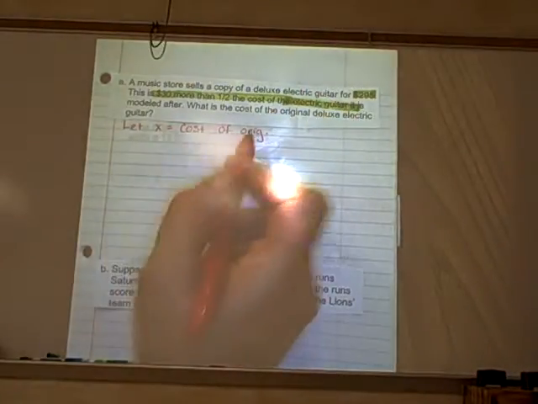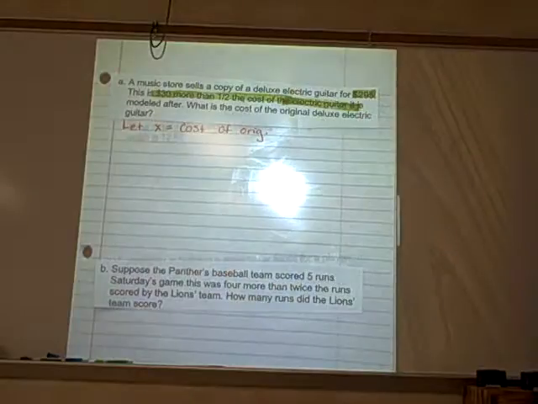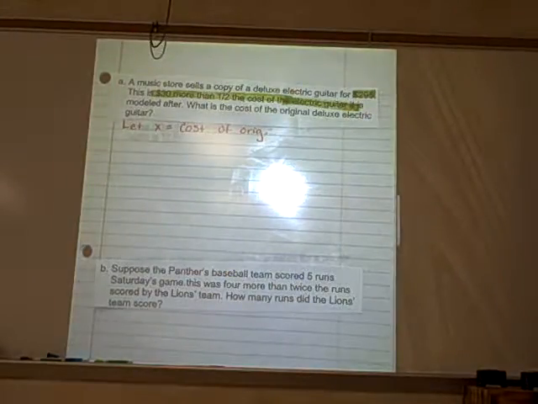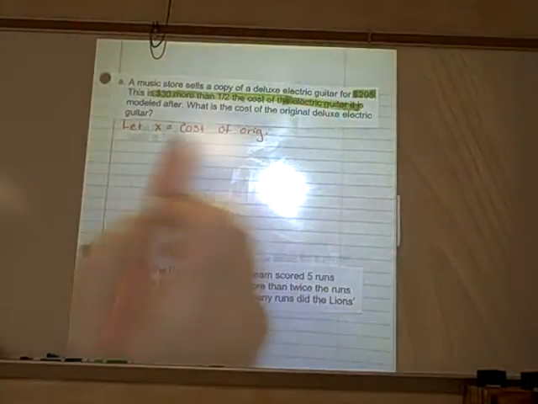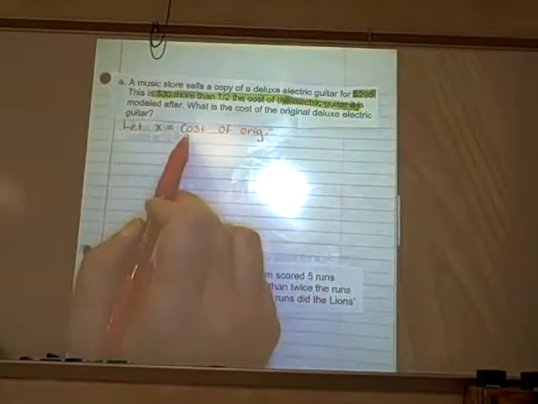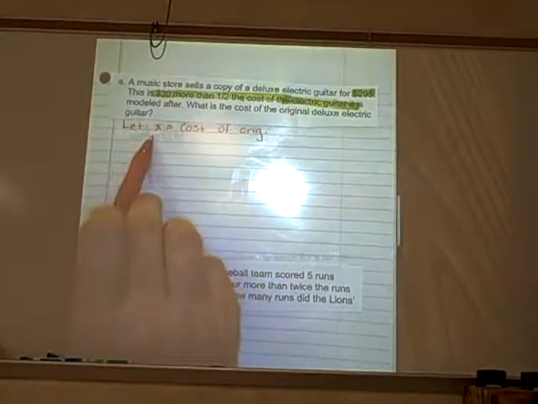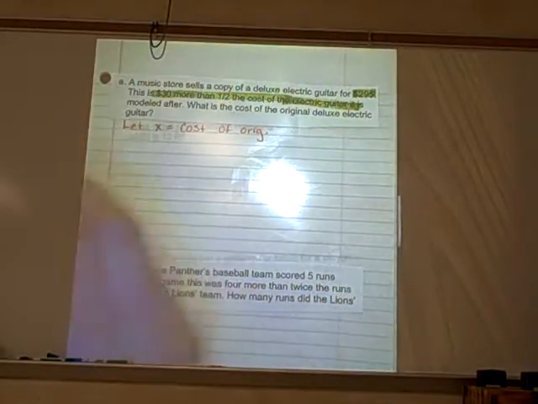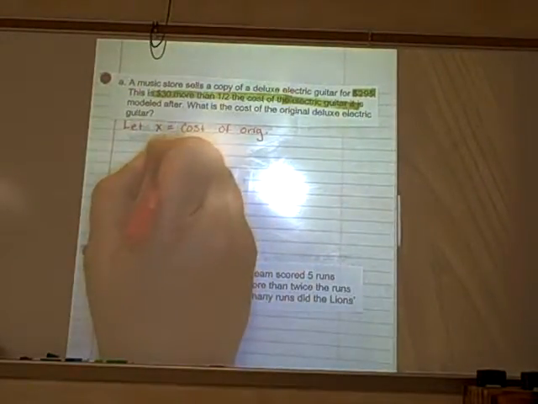Okay, so what would half of the cost of the original look like if I was writing it as an equation? Half of the cost. How would you do half of the cost? The original cost is x, and we need half of that, so x divided by 2.